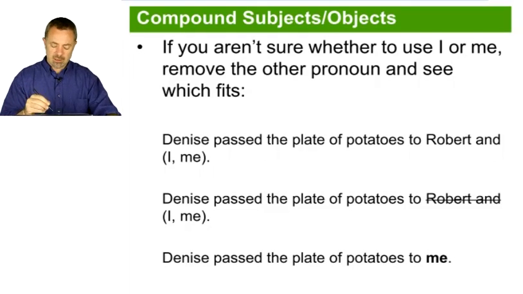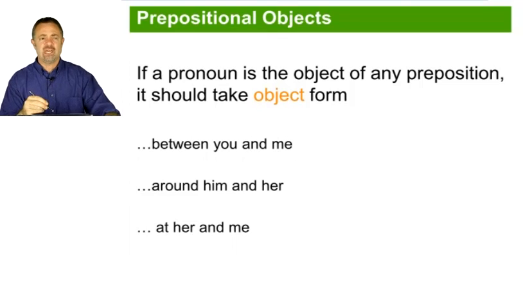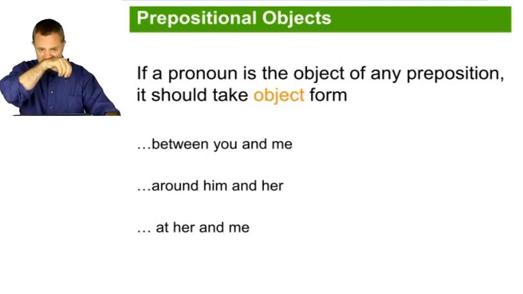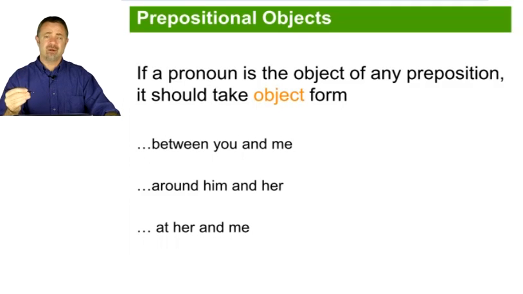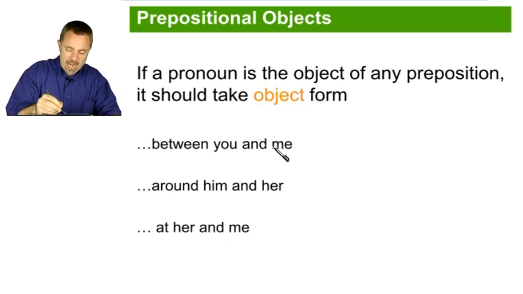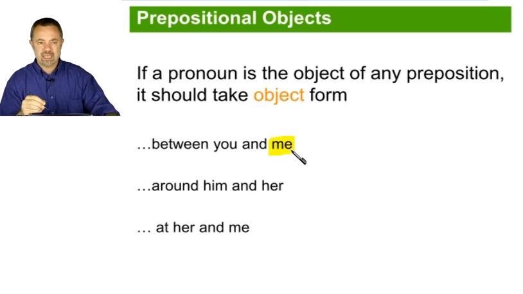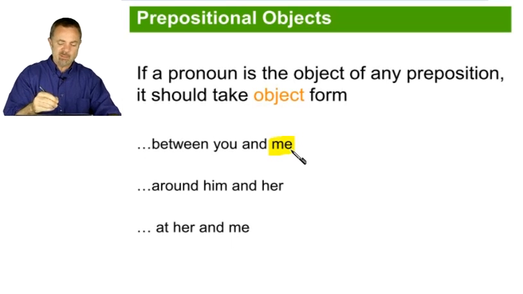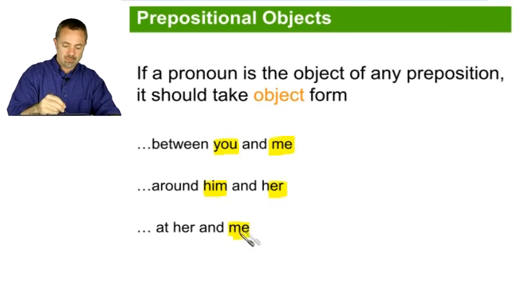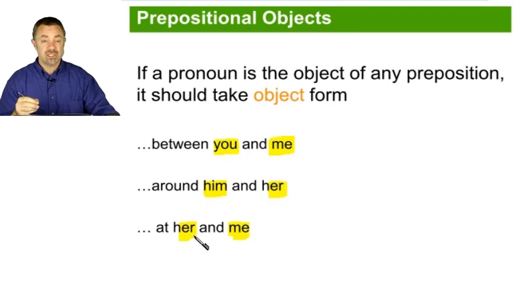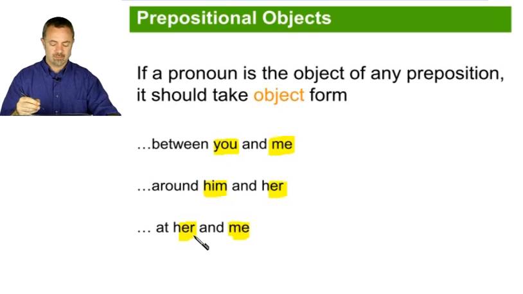Well, things do get a little bit tougher, but not that tough, when we're talking about prepositional objects. So the idea is a pronoun can follow a preposition. When that happens, the pronoun should take the object form. So again, if a pronoun immediately follows a preposition, it should take the object form. For example, between you and me, or around him and her, or at her and me. All of these are in the object form because we have our prepositions between, around, and at.